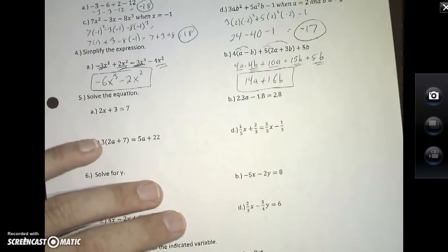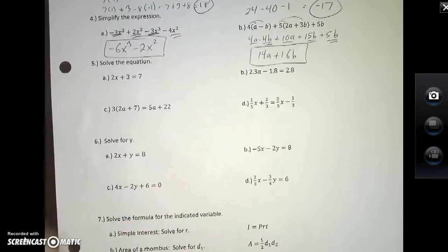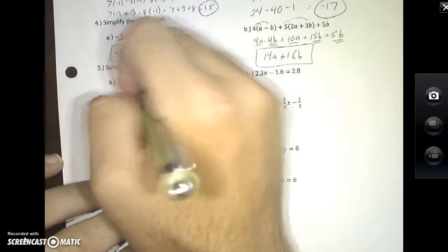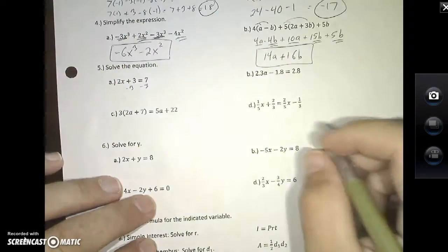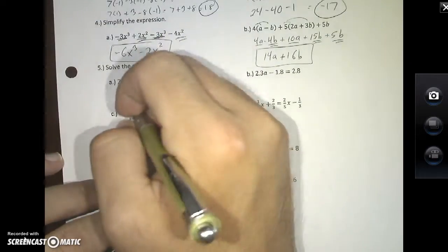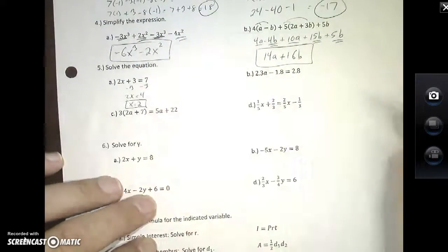Cool. Alright. Getting to solving some equations. Number 5, part A: 2x plus 3 equals 7. An equation is a balance. What you do to one side, you do to the other. So minus 3, minus 3. 2x equals 4. Divide by 2. X equals 2. There we go.